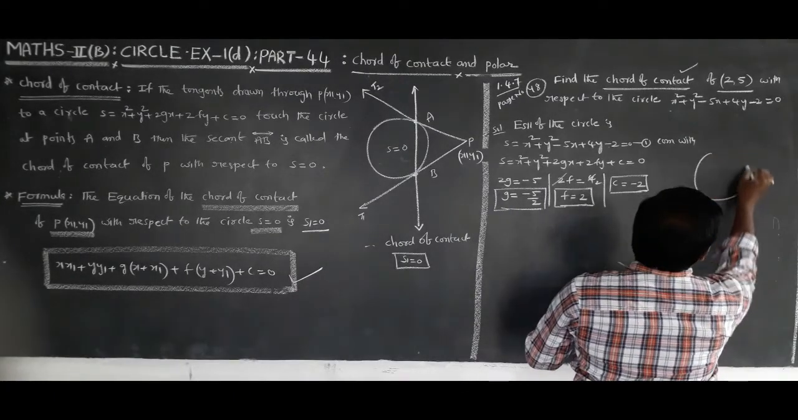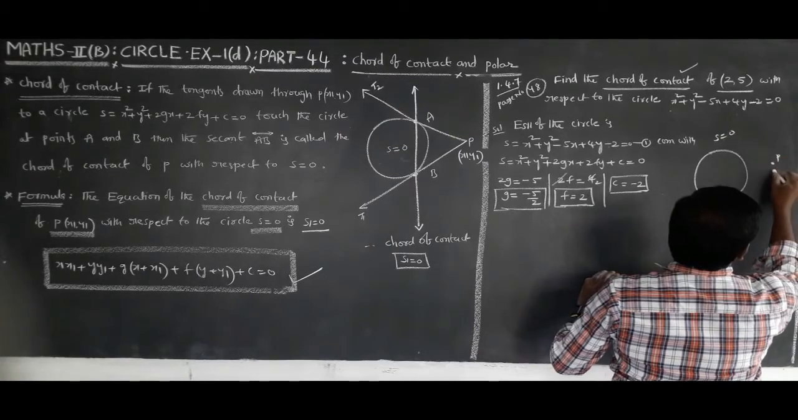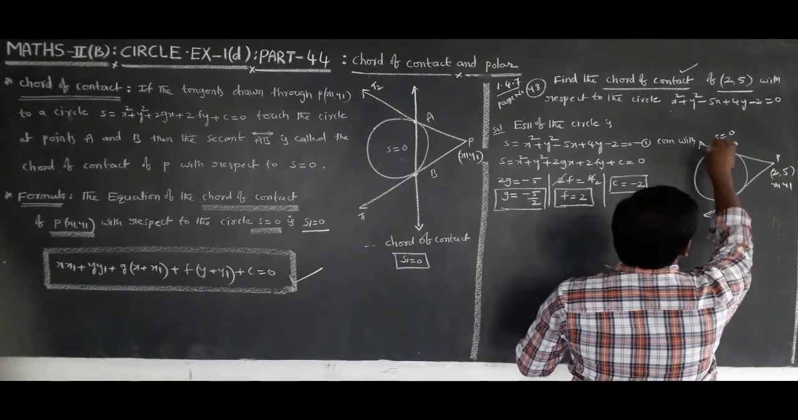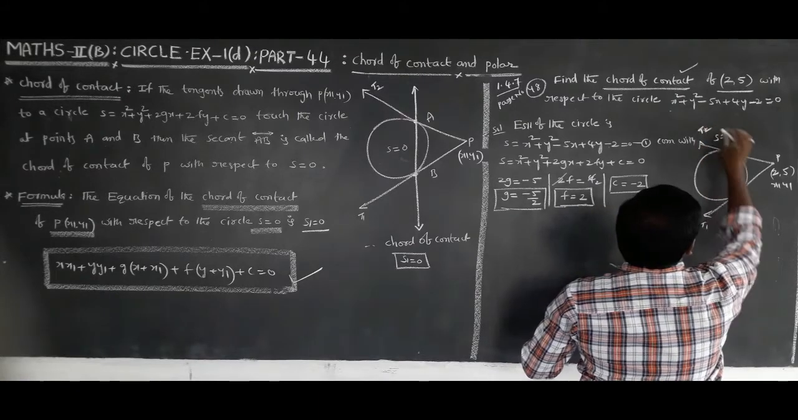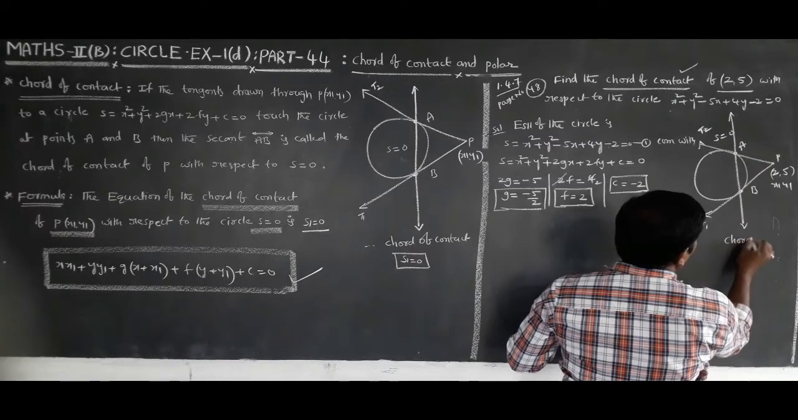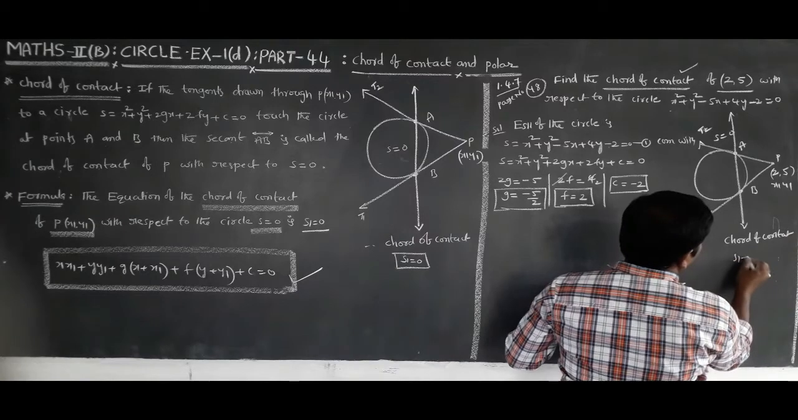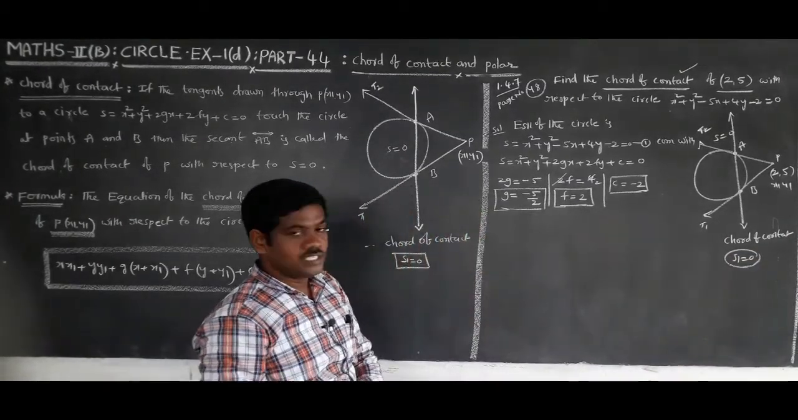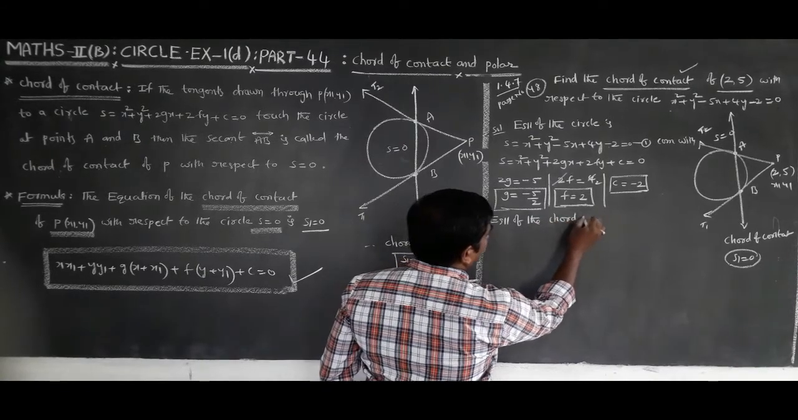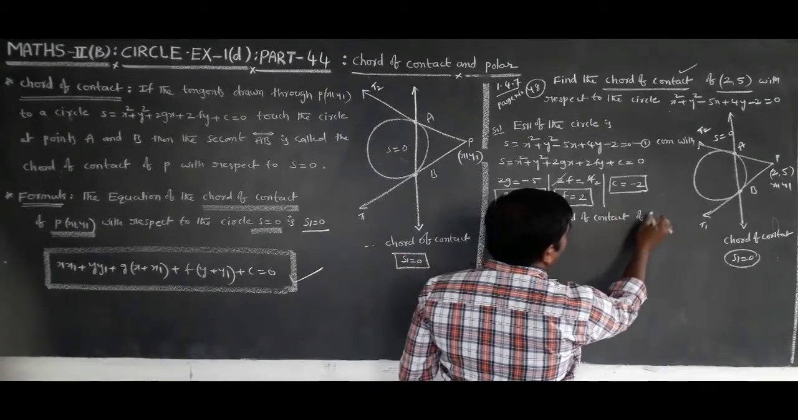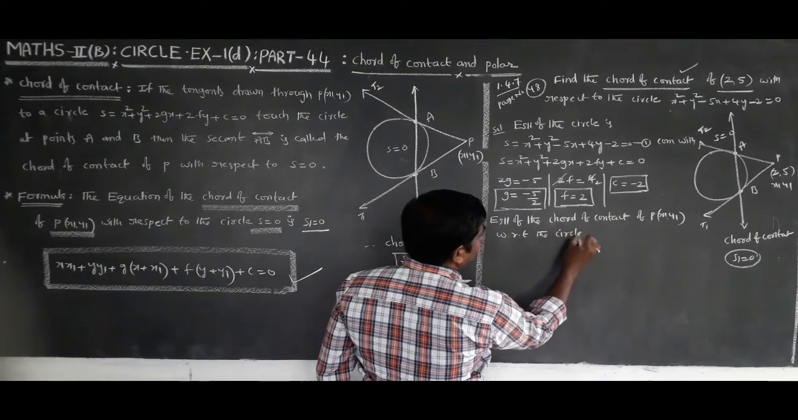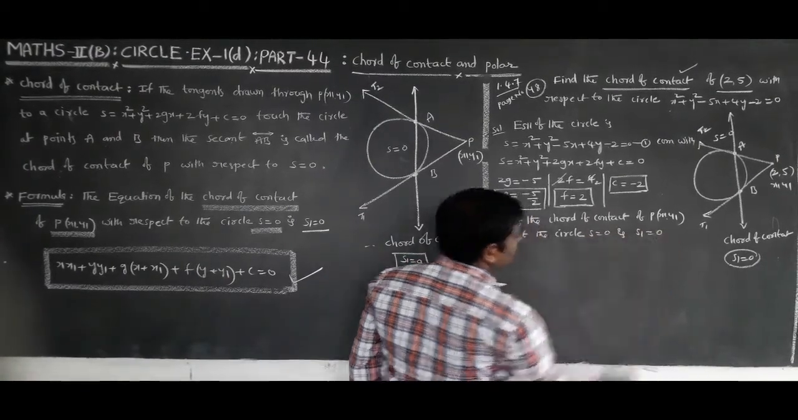This is the equation of the circle S = 0. This is the point P(2, 5), that is (x1, y1). Two tangents drawn from P to the circle S = 0 touch the circle at A and B. The line secant AB is called the chord of contact. The equation of the chord of contact of P(x1, y1) with respect to the circle S = 0 is S1 = 0.